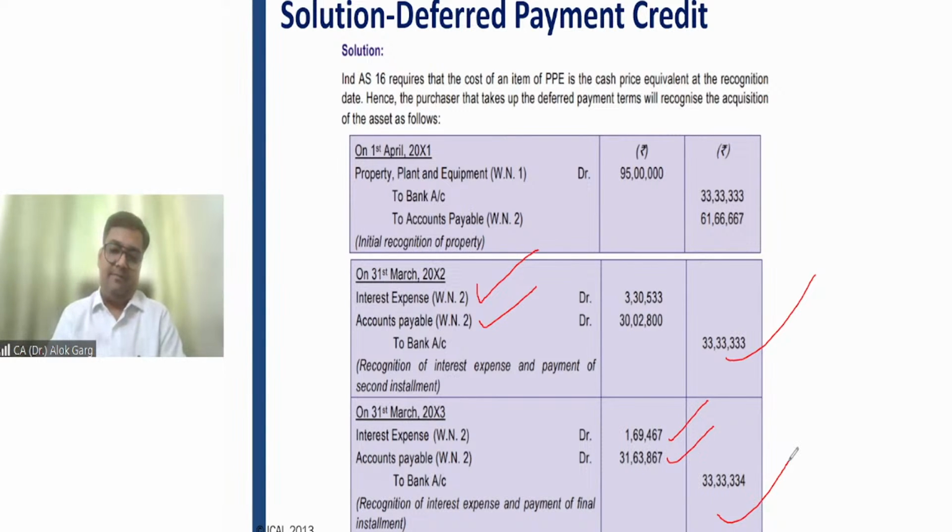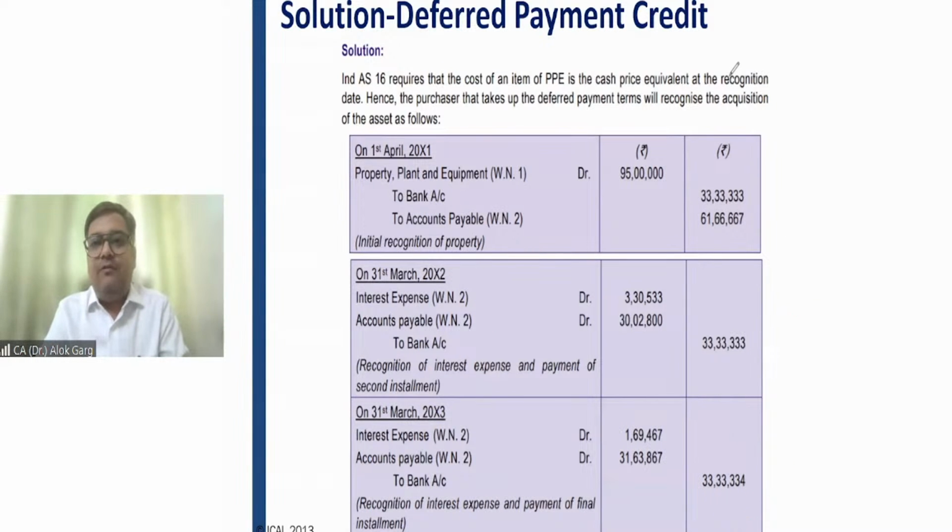This is how this accounting has to happen. Are you clear on the accounting? Please let me know if you're clear on this accounting, or do you want me to cover it again? Please tell me. Would you like to cover it again, or you are good? Are you good?